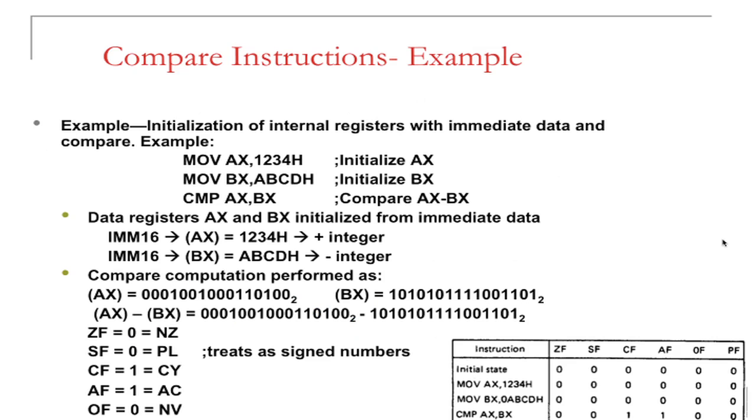Let's look at an example. We have three instructions, two move instructions to initialize the values in AX and BX, and we then have a comparison instruction, CMP AX, comma BX. So after the first two instructions, we now have 1, 2, 3, 4 in AX and ABCD in BX.